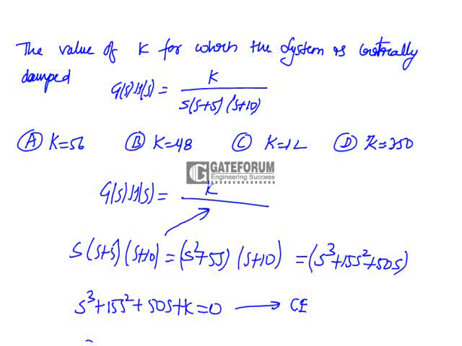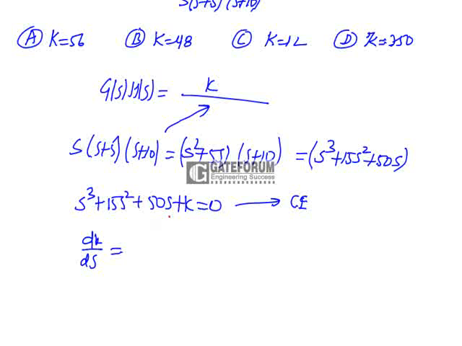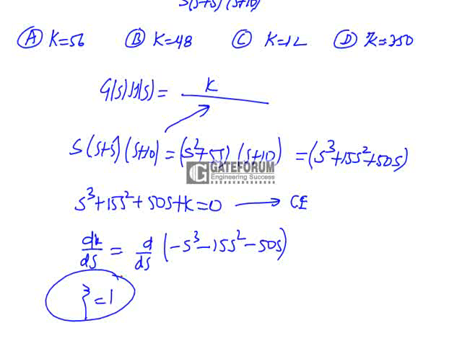Now what is dk by ds? dk by ds is equal to, we have to derive this k with respect to s. So this is d by ds of minus s cube minus 15s square minus 50s. Now where will the value of zeta equal to 1 be in the root locus? The only method is to find the breakpoint in the root locus, at zeta equal to 1, that is at the breakpoint.